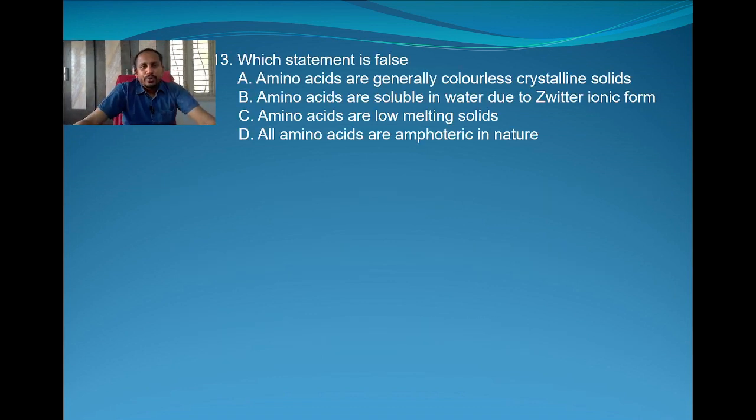Now we are moving to the physical properties of amino acids. Here, question number 30. Which statement is false? A. Amino acids are generally colorless, crystalline solids. B. Amino acids are soluble in water due to zwitterionic form. C. Amino acids are low melting solids. D. All amino acids are amphoteric in nature. To solve this question, we have to discuss the structure of an amino acid.